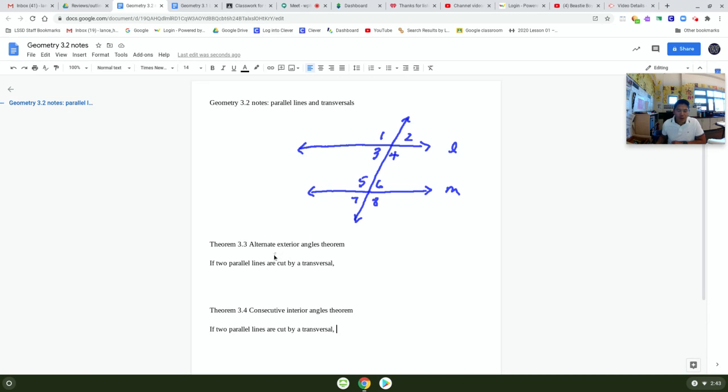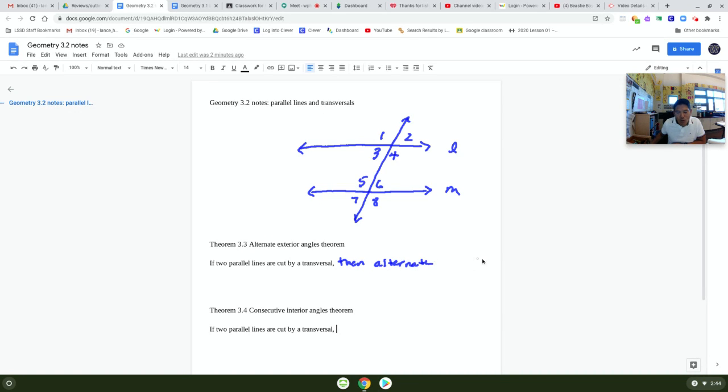Now continuing with the theorems, again, it's still true that there's only two different angle measures in that diagram. For the alternate exterior angles theorem, I already started it. But a pair of alternate exterior angles are angles 1 and 8. Those are on opposite sides of the transversal, and they're exterior angles. You can probably guess or look at the angle measures from part 1. They're both 110 degrees. So if two parallel lines are cut by a transversal, then alternate exterior angles are congruent.